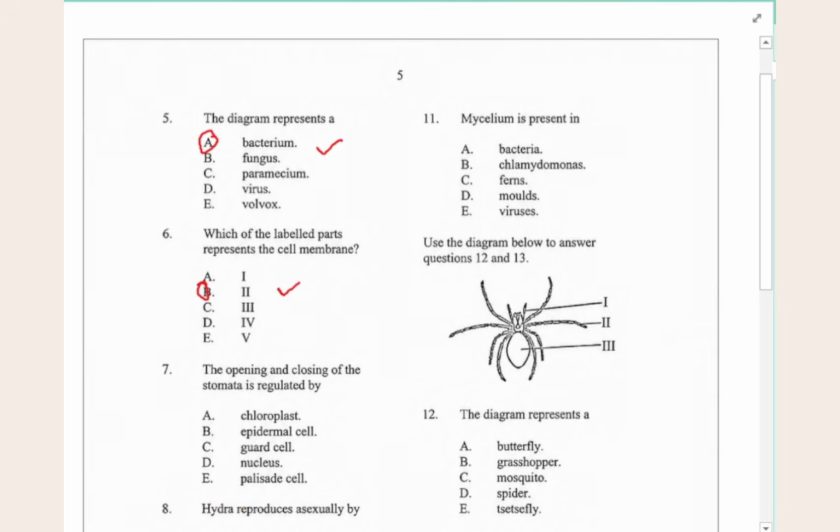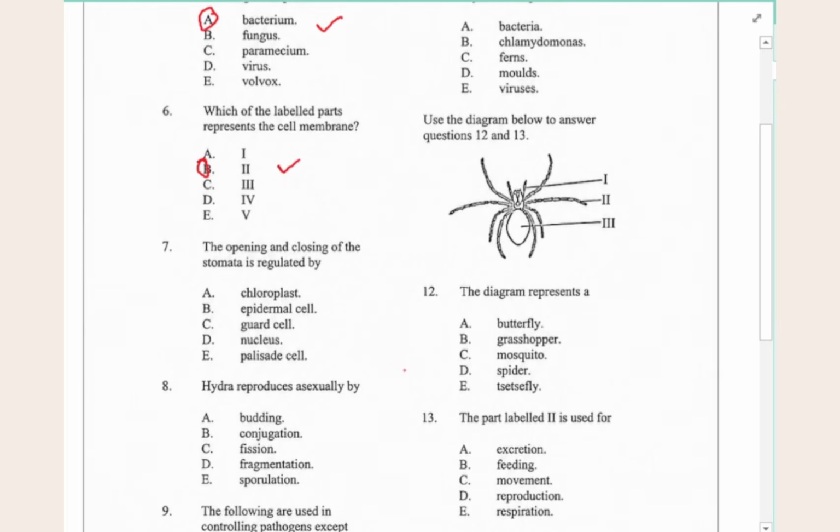Alright, now let's move on to question number 7. The opening and closing of the stomata is regulated by the guard cells. Pay attention to this. The guard cells are the part responsible for the regulation, the opening and the closing of the stomata. We talked about this in the video we have just uploaded, the complete walkthrough. So check out that video.